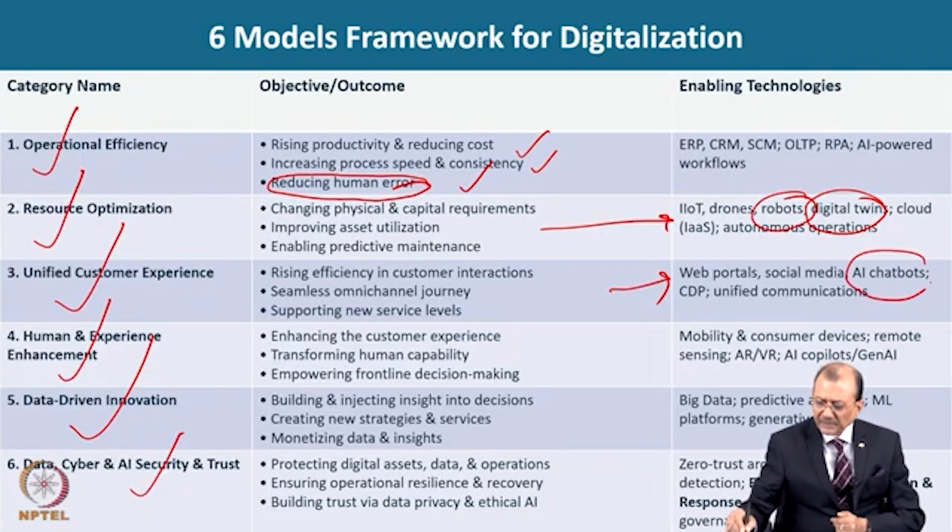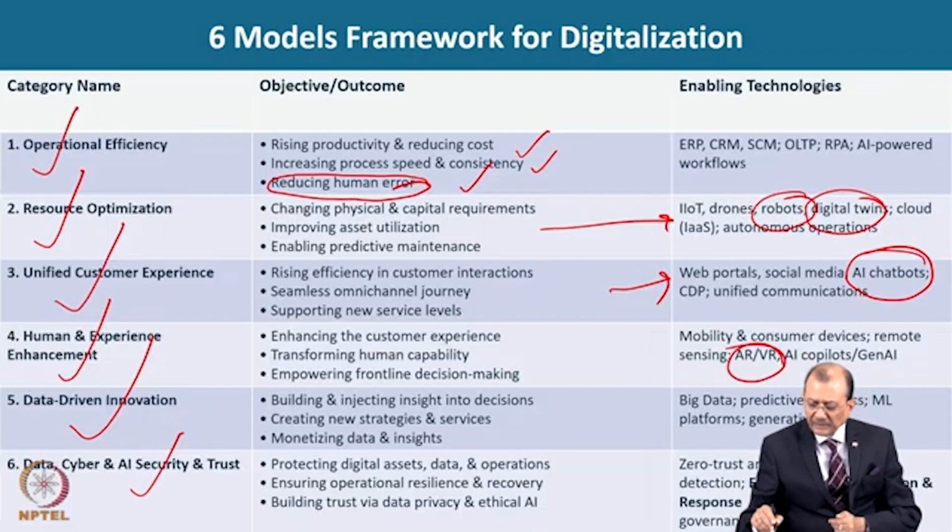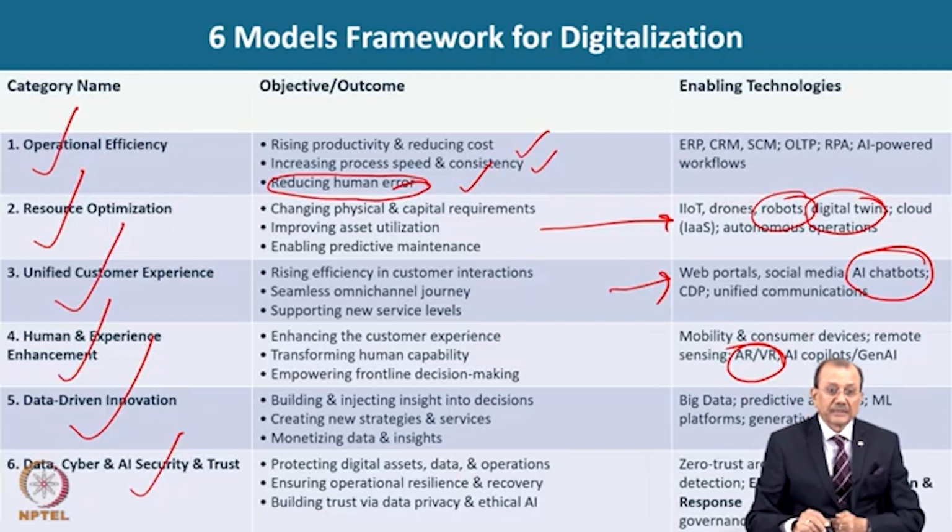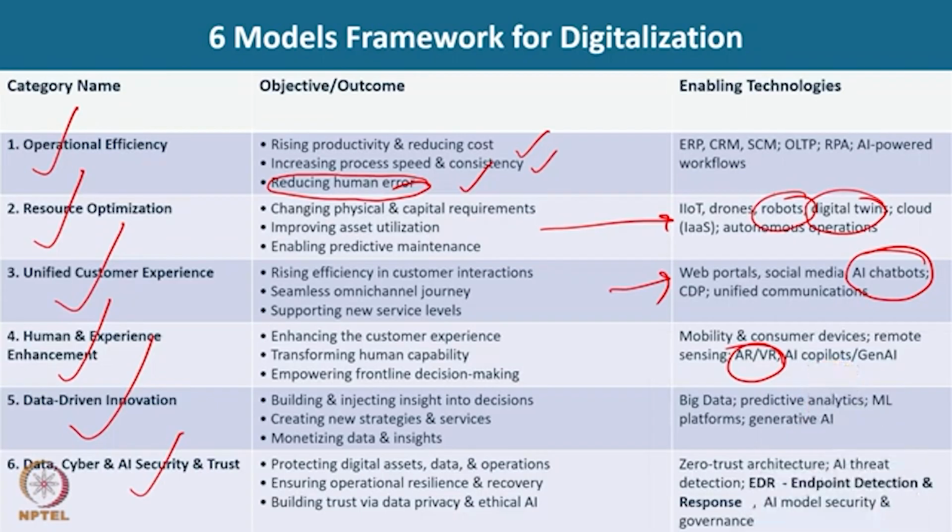Similarly, for unified customers, these are the technologies which are being used by most of the companies. Now, the new addition is the AI chatbots and unified communication. These all are technologies which were being used in the last 15 years, I will say. Human experience enhancement is a very important area, and we have already studied how augmented reality, virtual reality, and computer vision help humans improve their efficiencies. Data-driven decisions also, these are the technologies which we discuss. The new addition is machine learning platforms and generative AI.